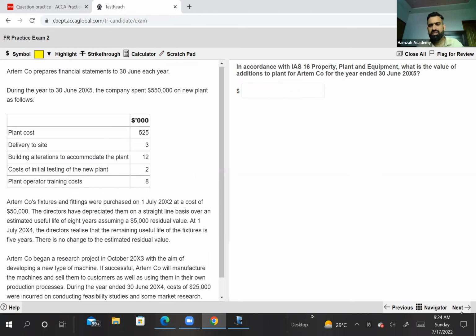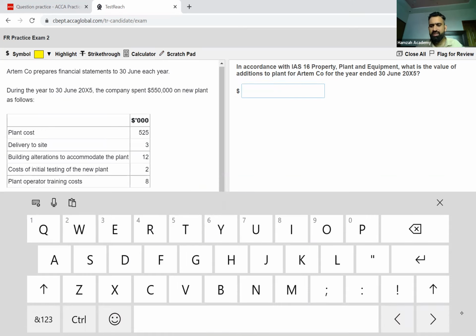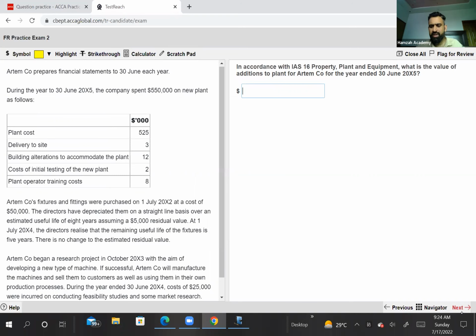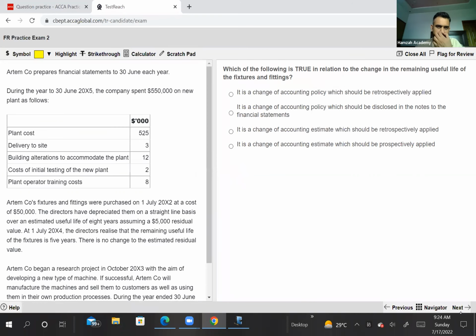In accordance with IAS 16 Property, Plant and Equipment, what is the value of addition to the plant for a company for the year ended 30th June 20x5? You will write your answer here. Then when you click next, the OT case study will remain the same.